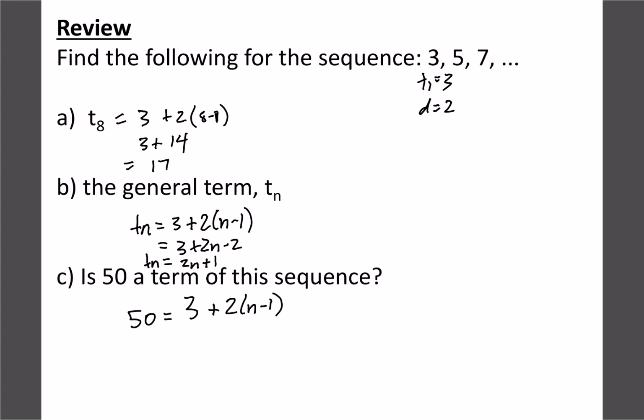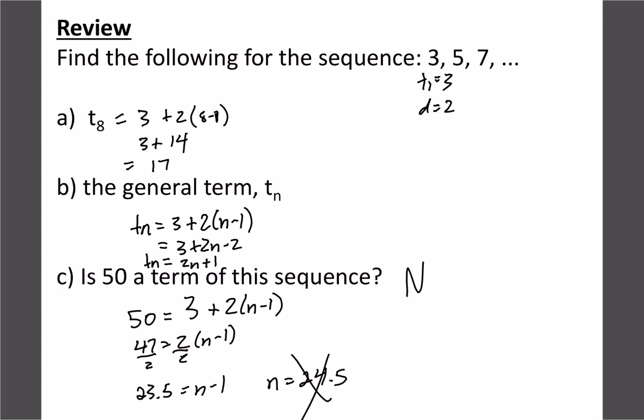So if we subtract 3, 50 minus 3 is 47. 47 divided by 2 gives us a decimal, so that's a pretty good hint that it's not going to work. If it was 48, we'd have 24, so we actually get 23.5. n minus 1, so that would give us an n of 24.5, which doesn't work because our n has to be a whole number. So our answer for that one would be no.